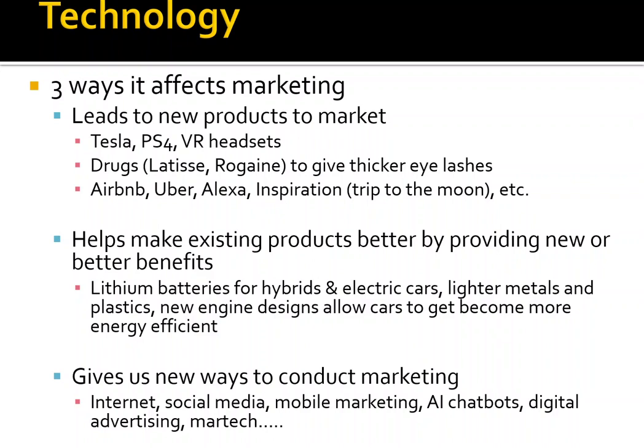Those are the three really things you need to remember. Leads to new products. It makes existing products better, all right, because some new technology enhances the product and makes it better or gives it new benefits or better benefits. And then it can change the way we market, right, by giving us new ways to access or understand our customers or distribute our products.